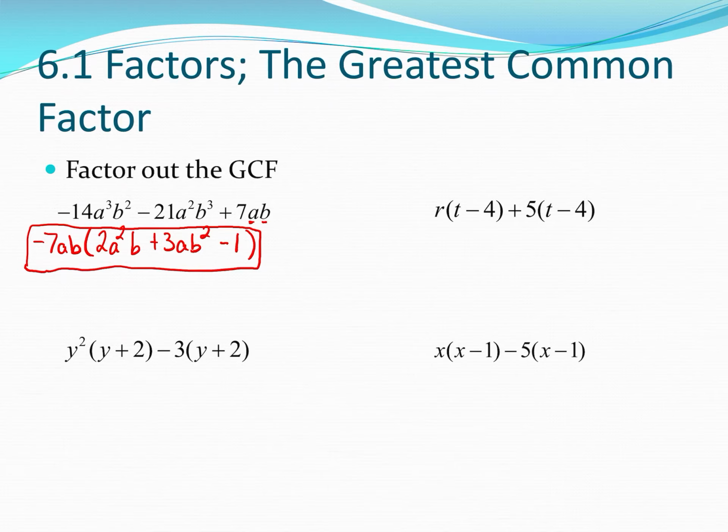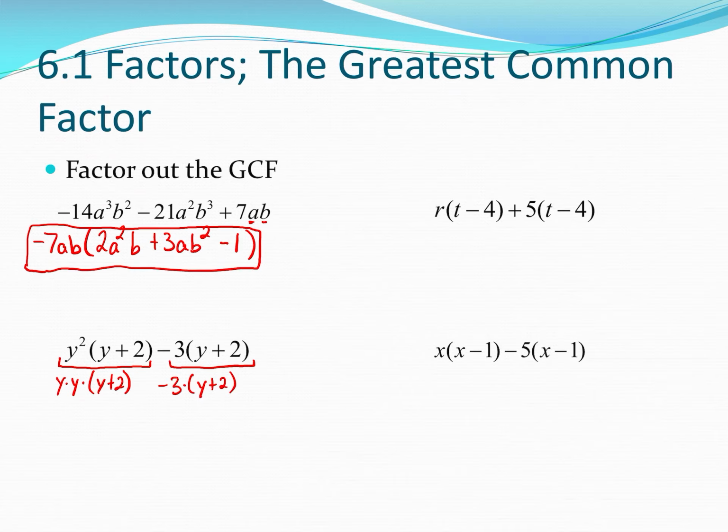So when you look at this next problem, there's actually only two terms. You have y squared times y plus 2 and negative 3 times y plus 2. Now, within that first term, there are three factors. You've got a y, and you don't have to write this out, I'm just doing it for illustration. You have a y times another y times y plus 2. Those are the three factors from that first term. That second term has a factor of negative 3 and a factor of y plus 2. Those are your only two factors.